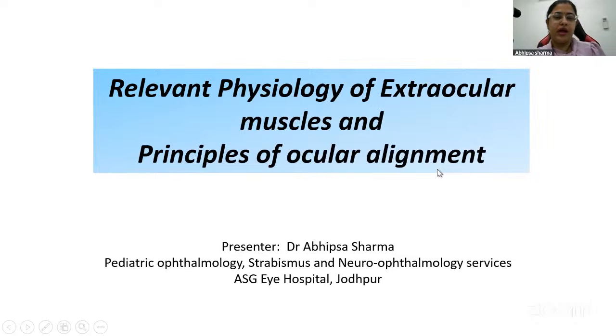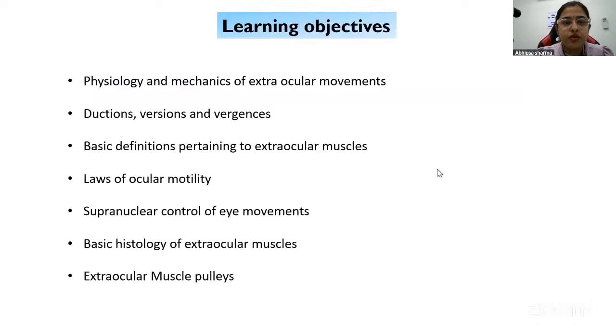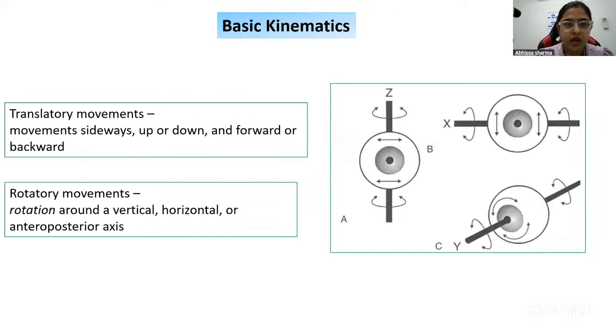Okay, so I will be talking about relevant physiology of extraocular muscles and the principles of ocular alignment. Our learning objectives will be physiology and mechanics of extraocular movements, ductions, versions, and vergences. I will be talking about basic definitions pertaining to extraocular muscles, the laws of ocular motility, and a little bit of touch-up on the supranuclear control of eye movements. I will also be talking about basic histology of extraocular muscles and extraocular muscle pulleys.